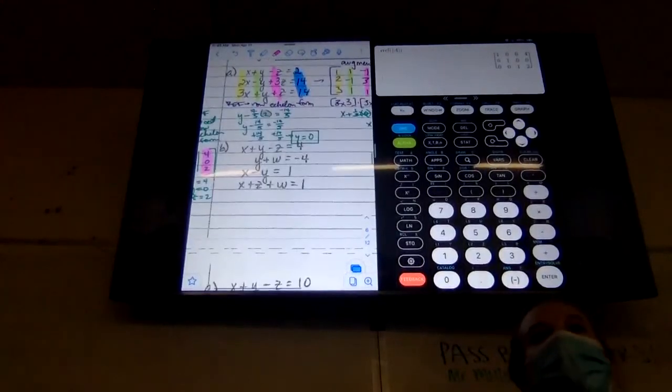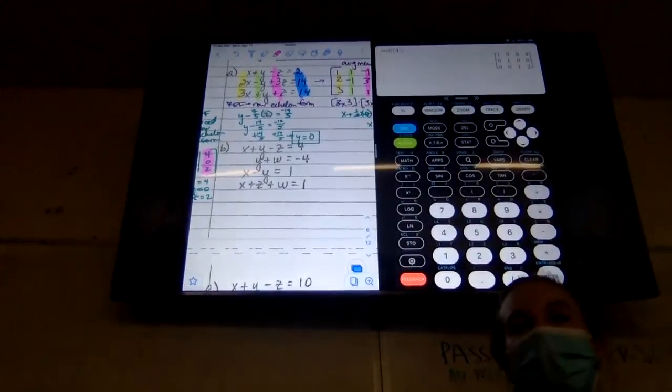When we come back from lunch, we're going to do B and C and D all in RREF, and then we'll learn Cramer's rule, okay? I will see you after lunch.